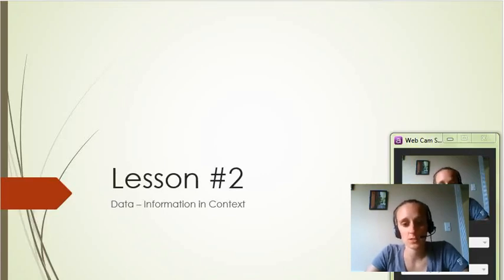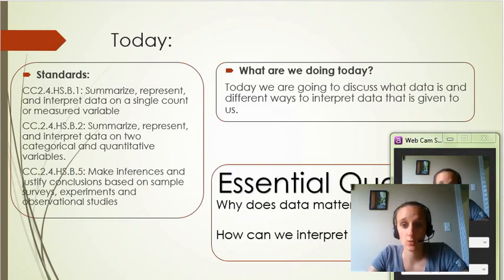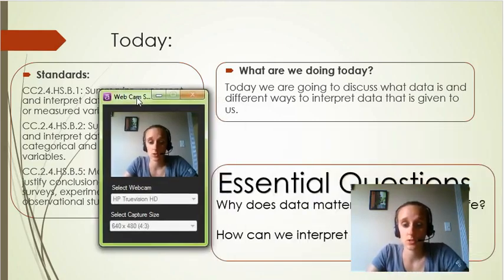Hello and welcome to Lesson 2, Data Information in Context. Today we're going to talk about data and the different ways to interpret data that is given to us. And our essential questions are: why does data matter in your everyday life, and how can you interpret data?